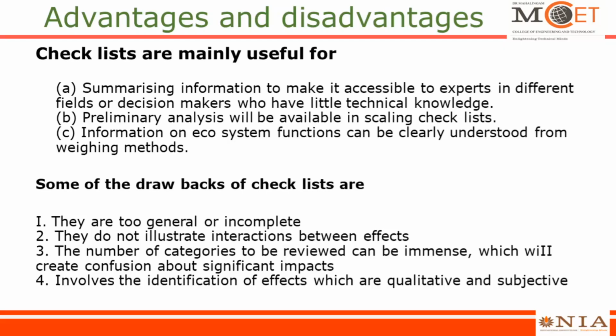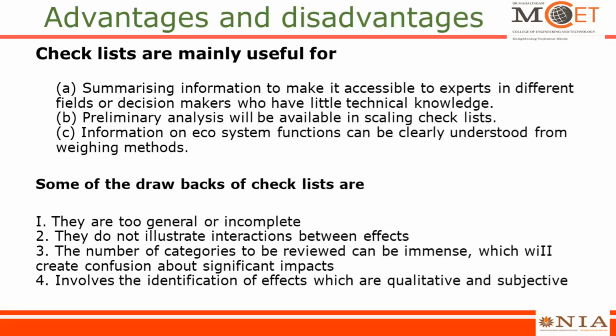Some of the disadvantages or drawbacks of the checklist method is that it is too general or incomplete, right? Because the interactions are not talked about, or to say, we are not going to make an exhaustive list when it comes to simple checklists or descriptive checklists. We are not going to make an elaborate or exhaustive list of impacts, right? They do not illustrate interactions between the effects, right? You have identified some of the impacts, but whether the impacts will be interacting with each other, whether the environmental factors are going to interact with each other, those things will not be seen in this particular method.